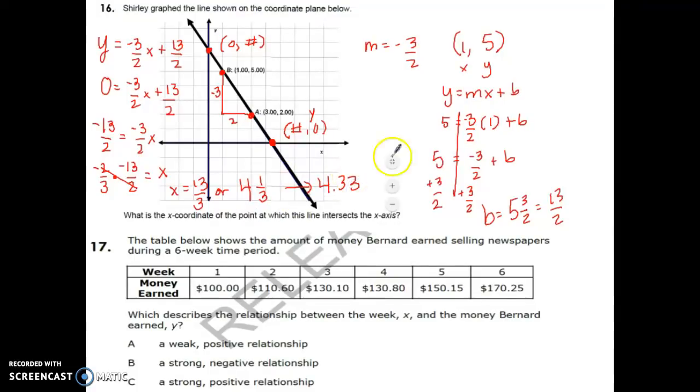And we know this is 4.33, repeating. I think I said round to the nearest hundredth, something like that. That's how we do that, people. Okay, got to do the 5-step rule. After you find your b, let your y be 0, and then solve for x. That's your x-intercept. Next question.